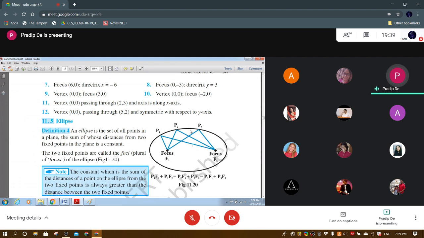Okay. Then you keep the thread straight. You take a pen and put the pen here on the thread, and keeping the thread tight, move the pen.